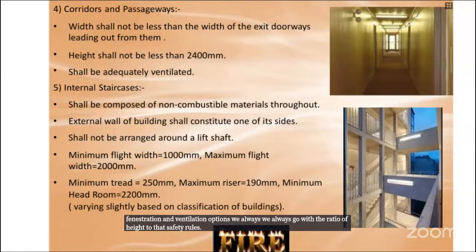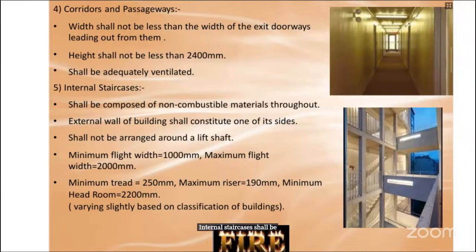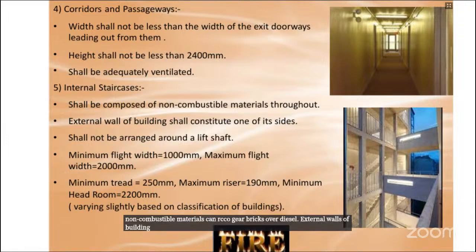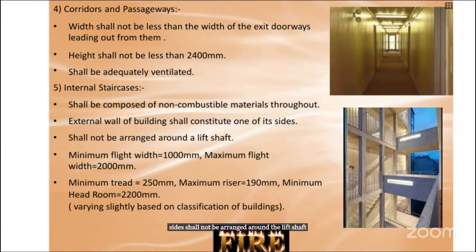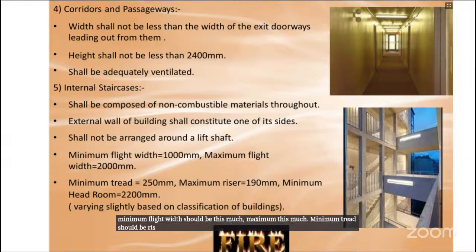Internal staircases shall be composed of non-combustible materials throughout, because they have a high resistivity. What are non-combustible materials? RCC, bricks, these all. External walls of the building shall constitute one of its sides and shall not be arranged around a lift shaft. Minimum flight width should be this much, maximum this much. Minimum tread, riser and headroom are all being given.